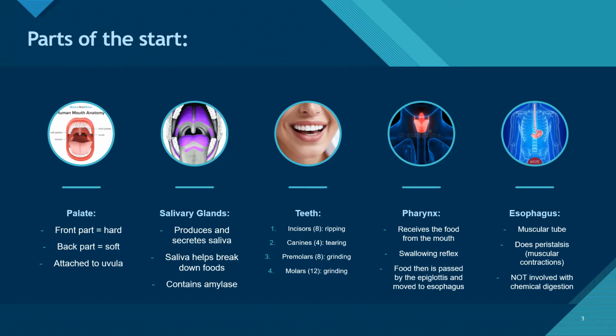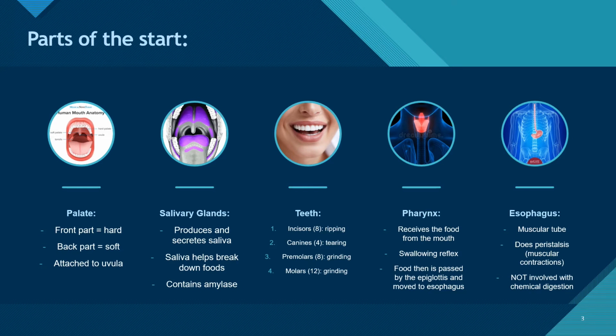And then next, we have something called salivary glands, which produce and secrete saliva. Saliva helps break down foods, and it contains an enzyme called amylase. And then we have our teeth, which help break down and rip stuff apart.